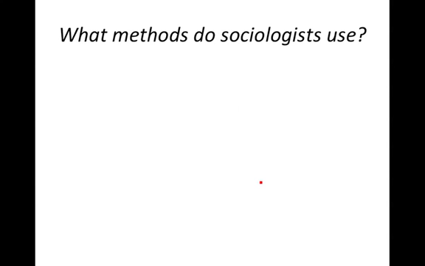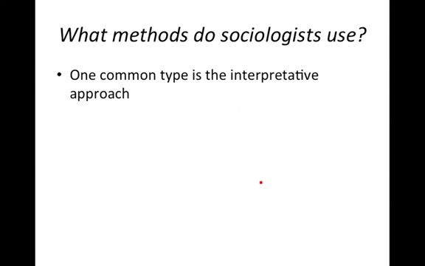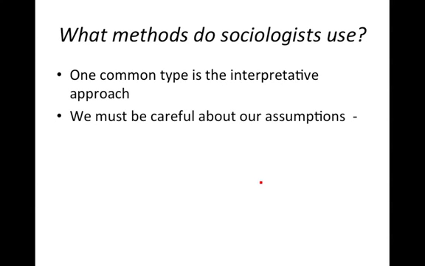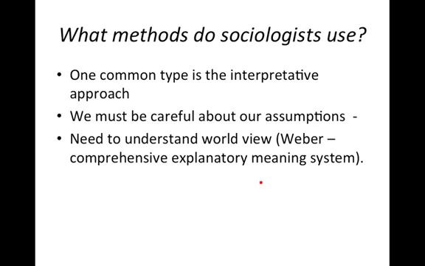What methods do they use to study religion in society? They use many, but one common type is the interpretative approach. This is the idea that we have to try to interpret meaning within a culture, but we must also be careful about our own assumptions. Weber said that we need to understand their worldview, how things operate in a comprehensive, explanatory, meaning-making system. So for instance, we have to be a little like aliens whenever we approach cultures. Again, this is a little bit like being an outsider and recognizing your influences.